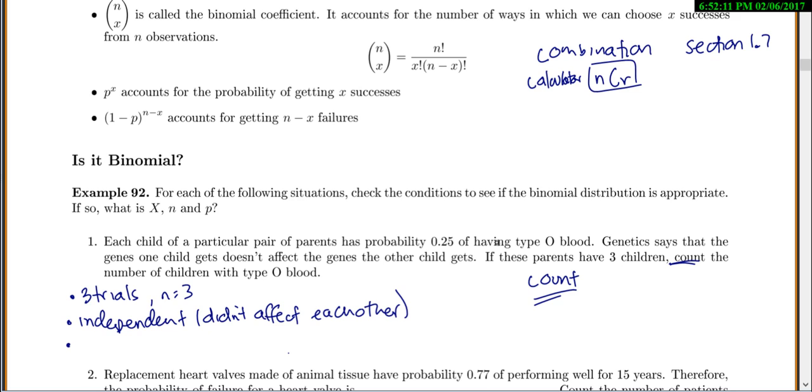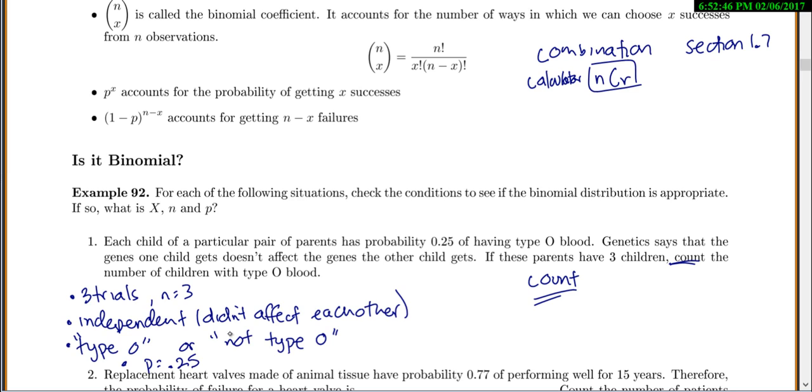And then let's see, we're looking at people that have type O blood. So we could say it's either type O or not type O. And so you have either kind of that like yes or no, 1 or 0, only 2 possible options. And finally, did it tell us the probability of having our success or having type O blood? They said we have a 0.25 probability of having type O blood. So our probability is 0.25.